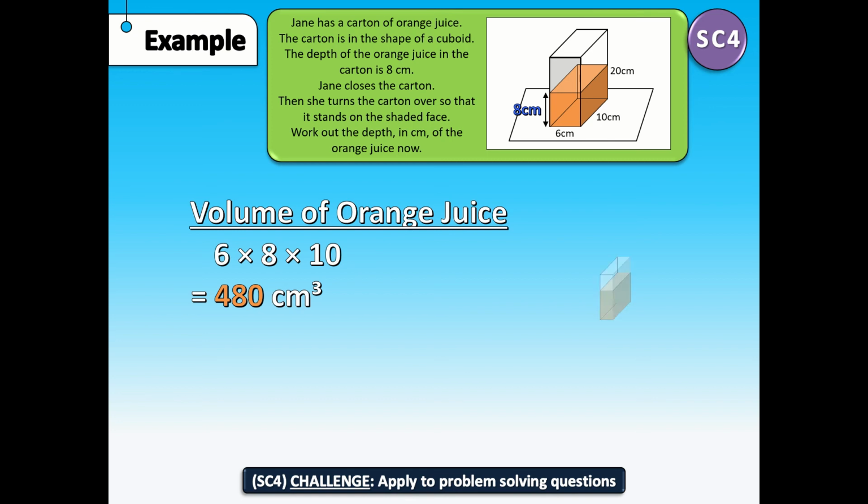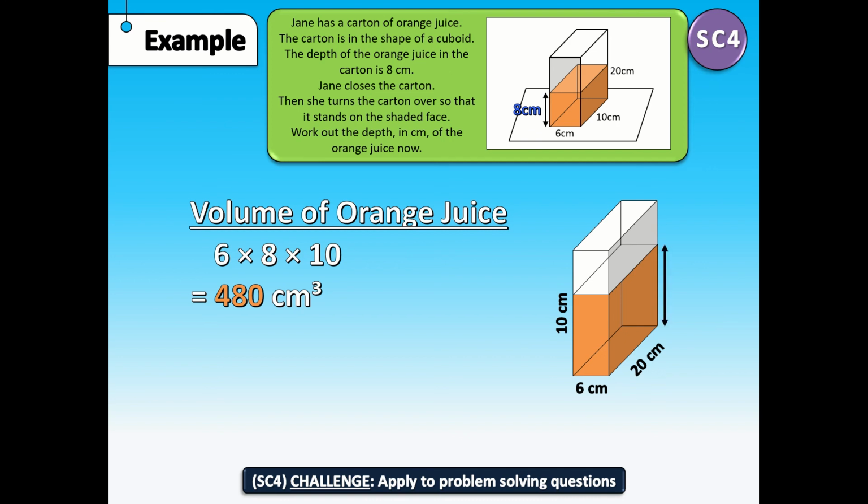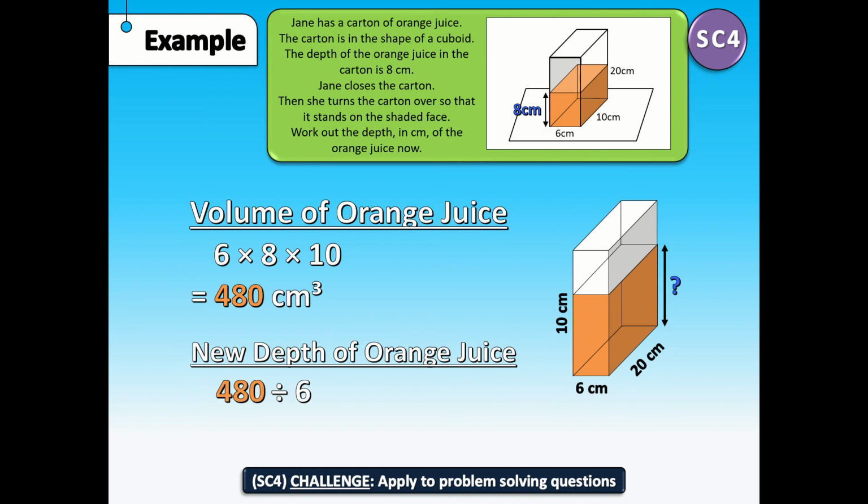The carton's then turned over, so it now looks like this, with 6 centimeters at the front, 20 centimeters at the side and 10 centimeters high. Now we want to find out how far up the carton the orange juice goes, so we want to find the height. So we need to divide the 480 centimeters cubed by 6 and by 20, and that will tell us the height. So the height is 4 centimeters.